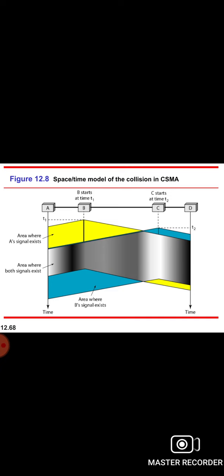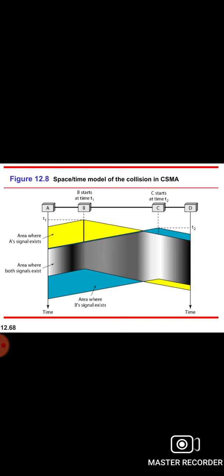The vulnerable time for CSMA is the propagation time, Tp. This is the time needed for a signal to propagate from one end of the medium to the other. When a station sends a frame and any other station tries to send a frame during this time, a collision will result. But if the first bit of the frame reaches the end of the medium, every station will already have heard the bit and will refrain from sending.